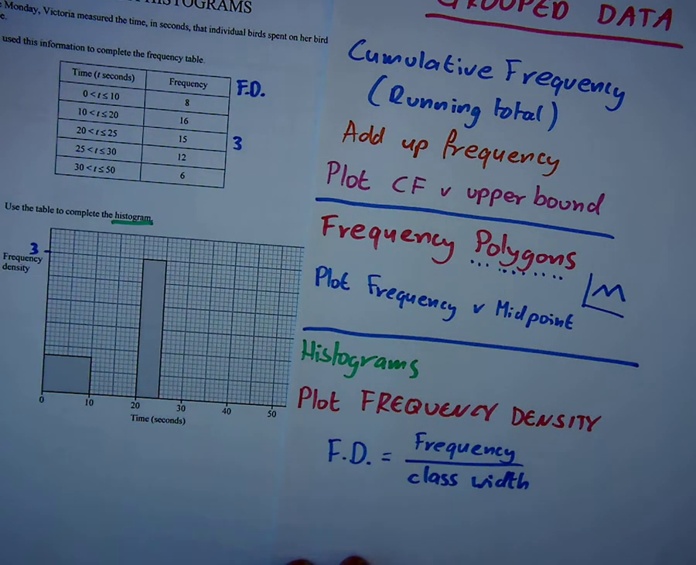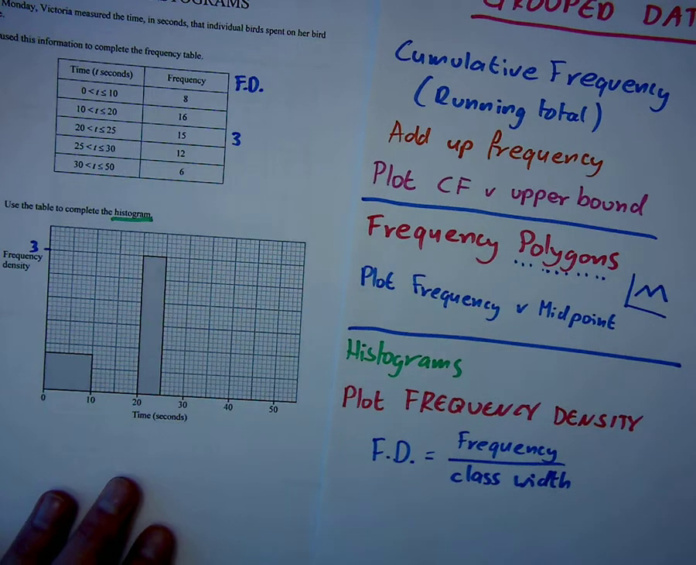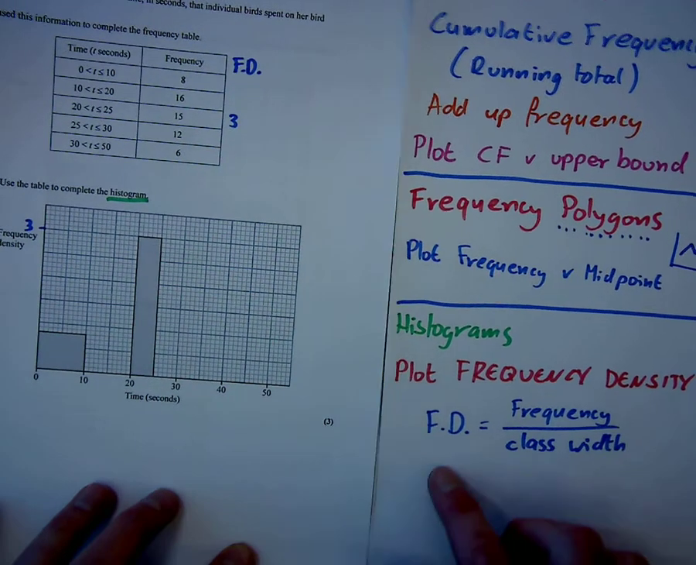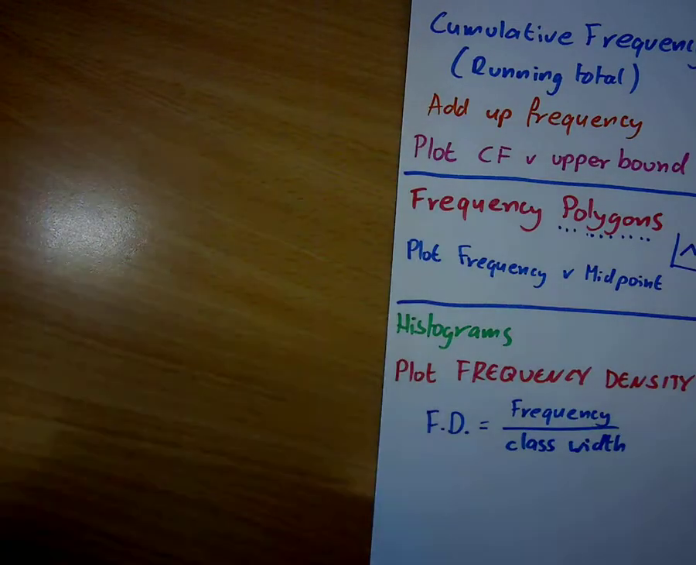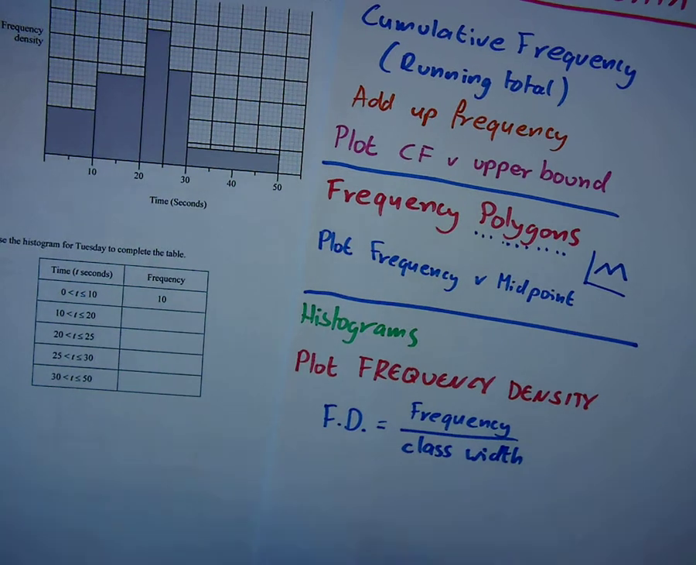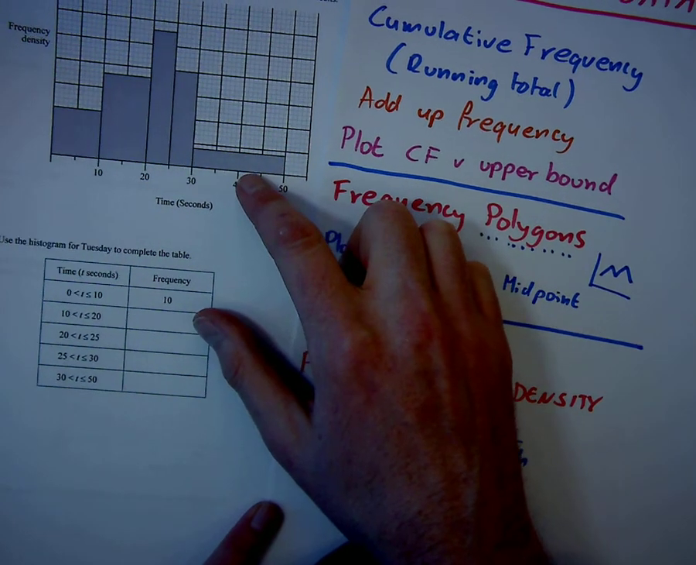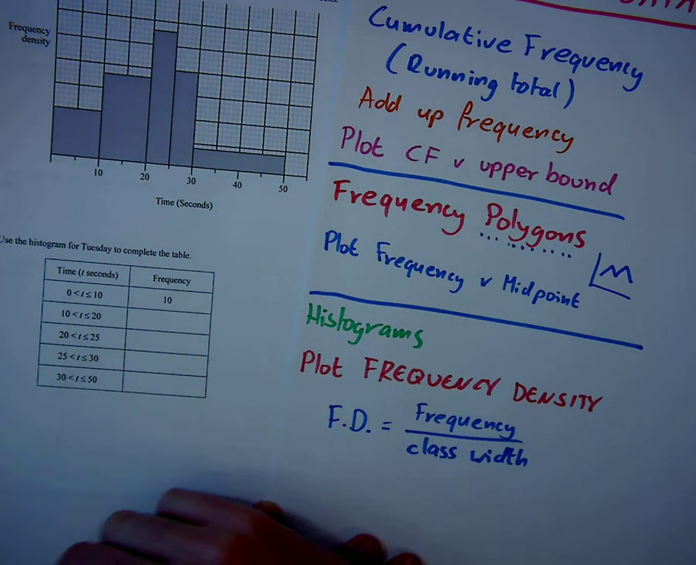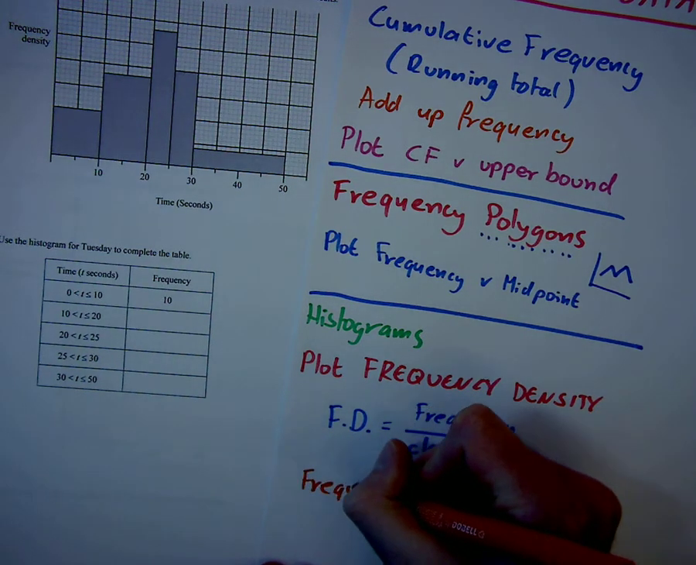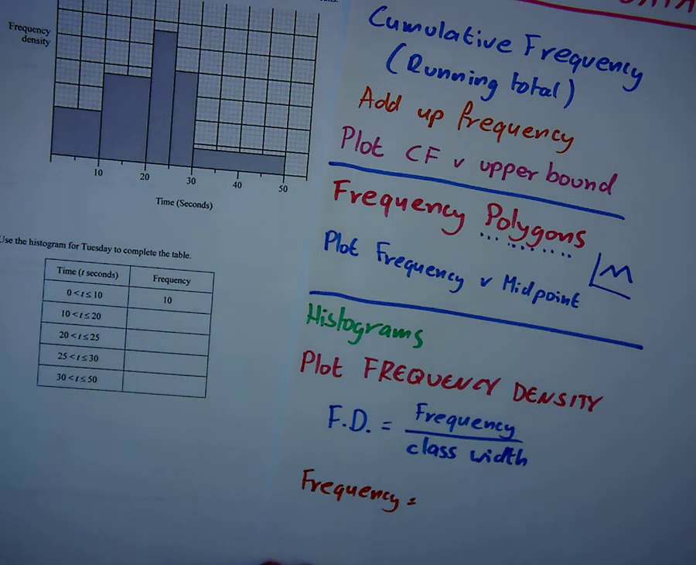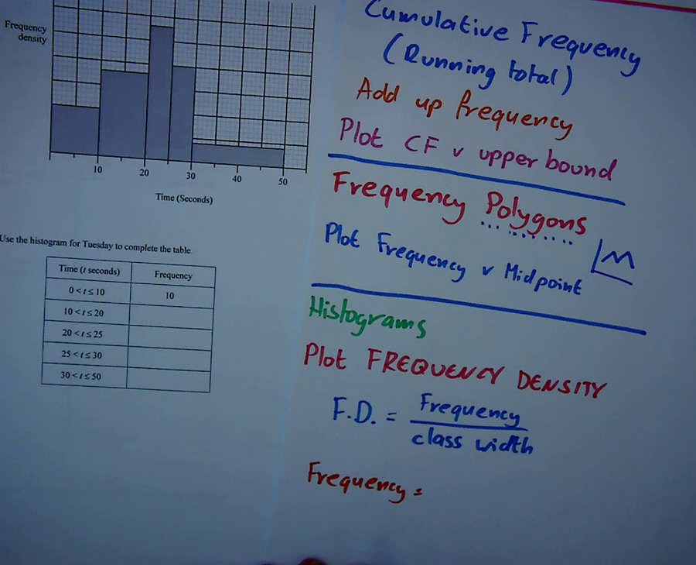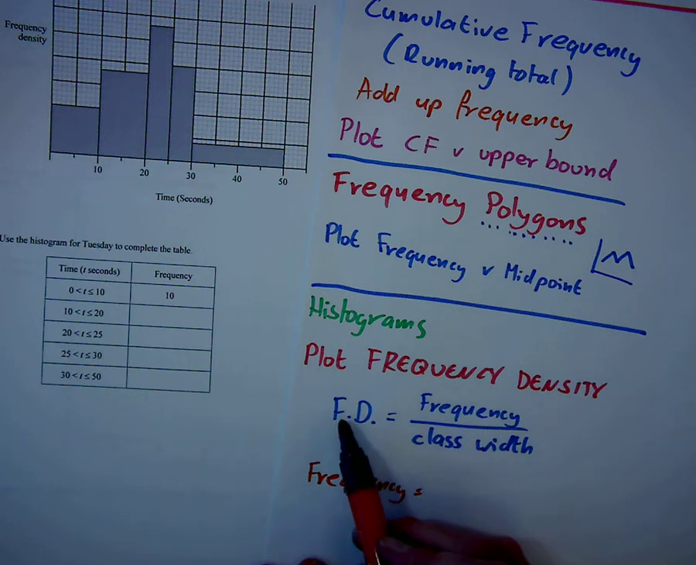One more thing which we could come up with for histograms is not just plotting, where we need to find the frequency density, but having a histogram here where we need to use the histogram to find the frequency. All I need to know is, to find frequency, we just rearrange this formula. So frequency is going to be frequency density multiplied by class width.